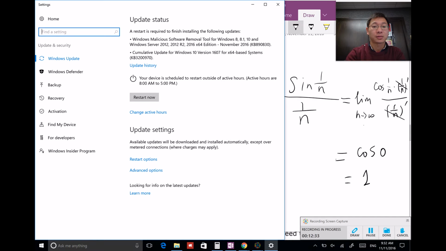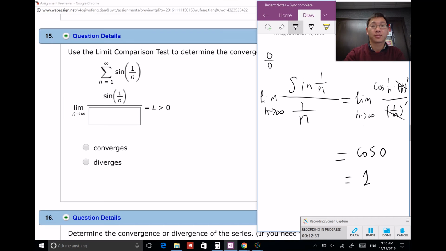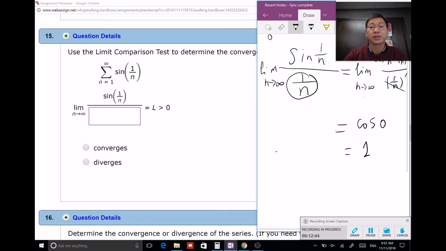I think this always asks me to do that. Right, so now I got cosine 0 equals 1. And since the series 1 over n diverges, because this is the p-series with p equals 1, the whole series will diverge.